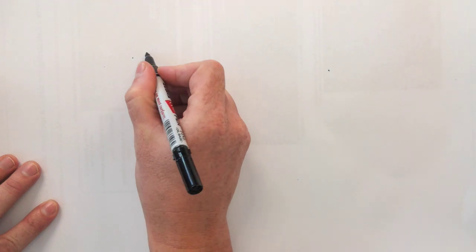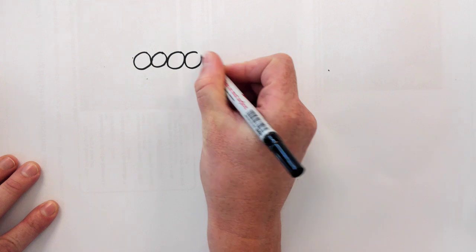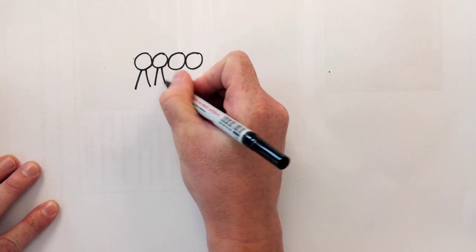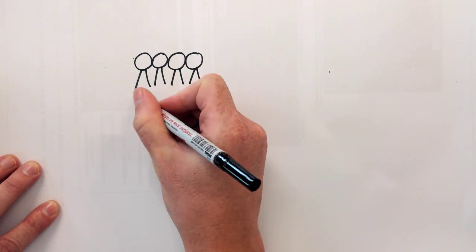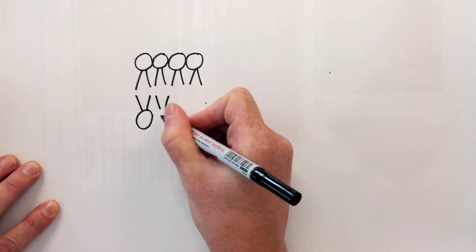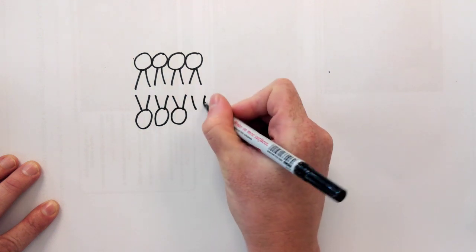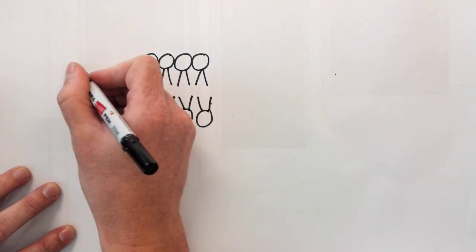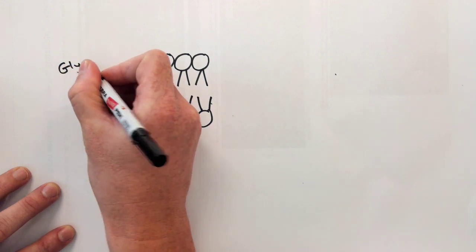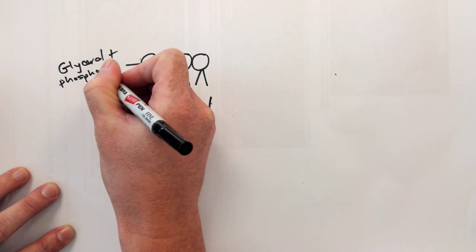So let's draw a more detailed structure of the membrane. We would draw ourselves some heads. We would also draw some this side. They can have a gap in the middle. We don't have to have them all touching. We don't really have to have the heads touching. They could. So if we label this, we have a glycerol and phosphate head.